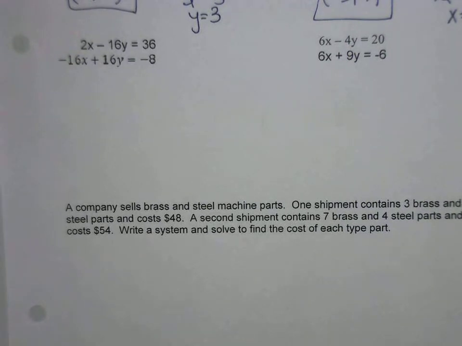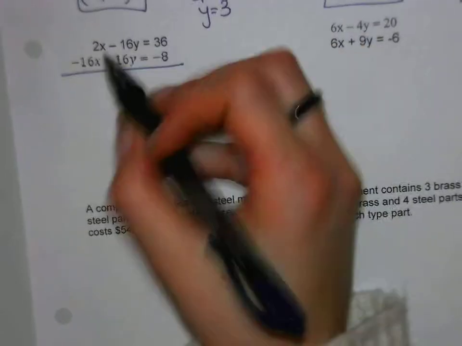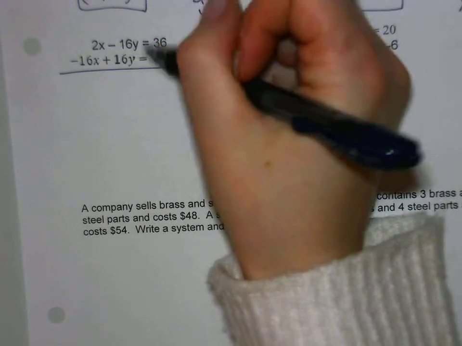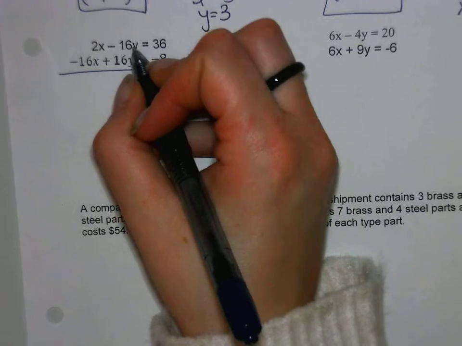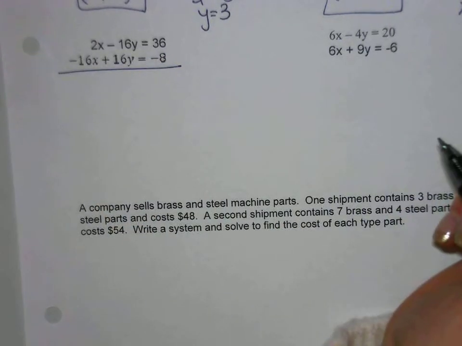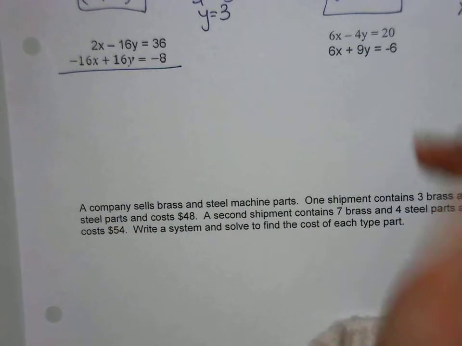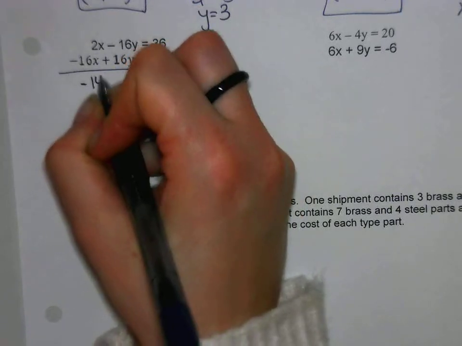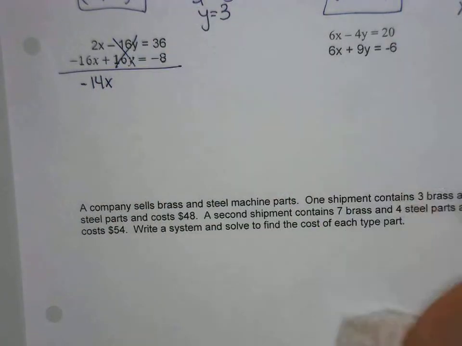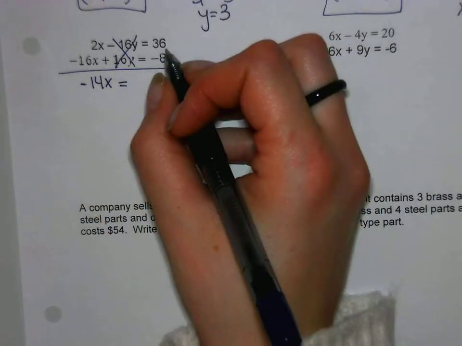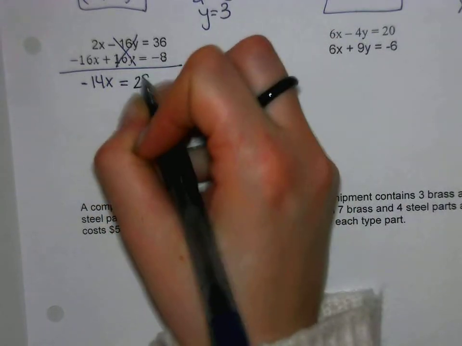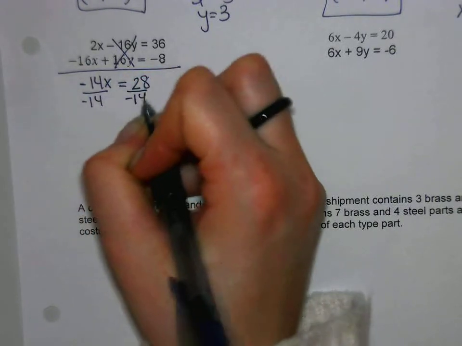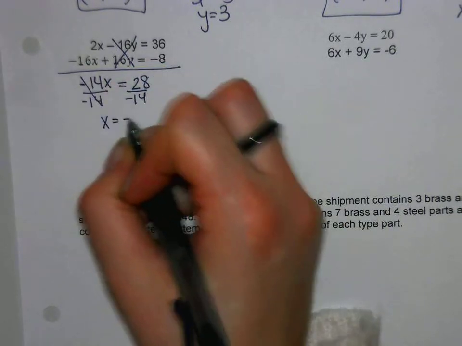So here, looking to see which ones I'm going to eliminate. I know my 2 and negative 16, I can't eliminate those. But I do know I can eliminate my y's. Negative 16 plus 16 is 0, so I don't have to multiply by anything. So I'm going to add. So 2 plus negative 16x is a negative 14x. These become 0 equals 36 minus 8 is 28. So then I divide both sides by a negative 14. X equals a negative 2.